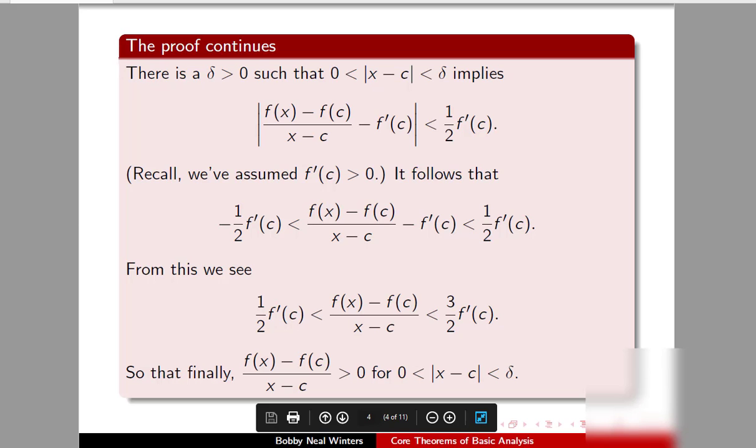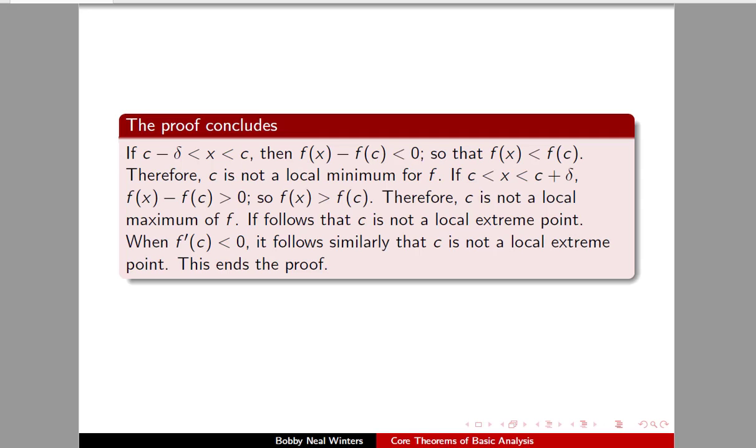Okay. Now, to conclude the proof, if c minus delta is less than x is less than c, then f(x) minus f(c) is less than 0. So f(x) is less than f(c). Therefore, we know that c is not a local minimum for f. On the other hand, if c is less than x is less than c plus delta, we know that f(x) minus f(c) is greater than 0, and so f(x) is greater than f(c). Therefore c is not a local maximum of f. It follows that c is not a local extreme point. When we consider the case f prime of c is less than 0, it will follow similarly that c is not a local extreme point, and so this ends the proof.